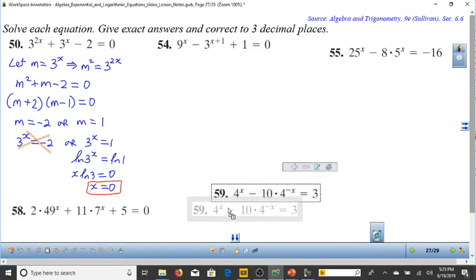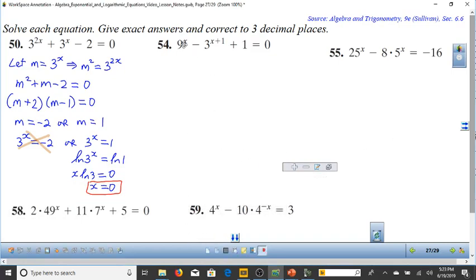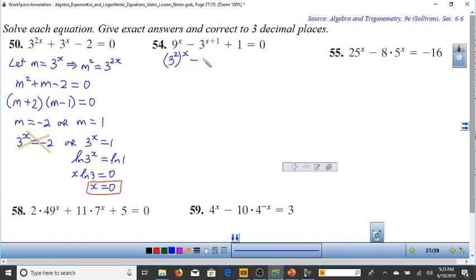And this next question looks a little different because now you don't have the same base. But what we do recognize here is that 9 is actually 3 squared. So this is 3 squared to the x minus 3 to the x. And if you notice here, 3 to the x plus 1 is actually 3 to the x times 3 to the 1. It's probably still not clear here, but this is 3 to the 2x minus 3 times 3 to the x plus 1.